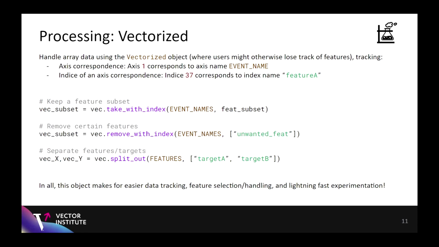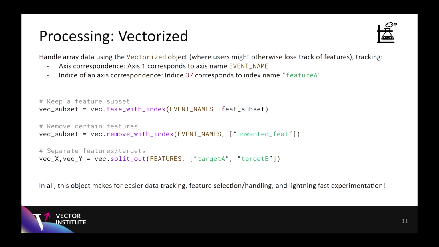Once it is vectorized, we realized that most users, people in ML, lose track of the features. They don't really know where things are. Essentially, the second you vectorize, you're kind of done. That's your final data. And we really didn't like that. So we created this vectorized object that will track which axis is where in your array, and then also within that axis, what do the different indices mean? So let's say index 37 corresponds to feature A or event A.